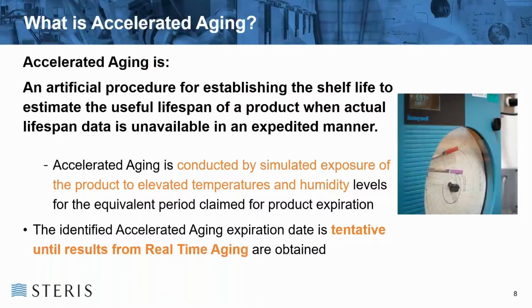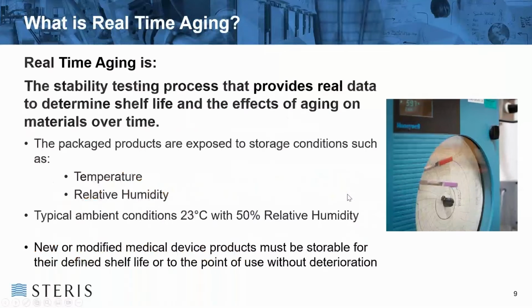Accelerated aging, the expiry date that you get from that is tentative until the results from the real-time aging are available. And that includes the integrity and seal strength testing that's normally carried out after the aging study. While real-time aging itself is a pure stability test. So it's basically the product sitting on a shelf for a period of time, whatever you have defined, whether it's 1, 2, 3, 4, 5, or 10 years, whatever the case may be.